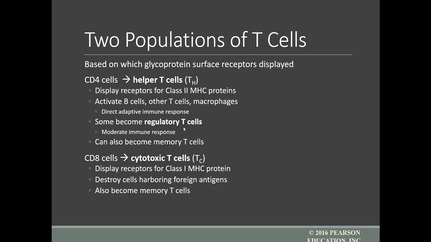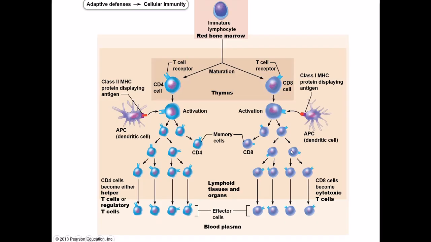The CD8 T cells are the ones that become the cytotoxic T cells, the ones that actually go and kill other cells. They have receptors for the class 1 major histocompatibility protein, and they will go and attack these other cells that have antigens that the body recognizes as foreign. The CD8 cells can also become memory T cells. So again, this idea of memory is a very, very powerful advantage to our adaptive immune response.